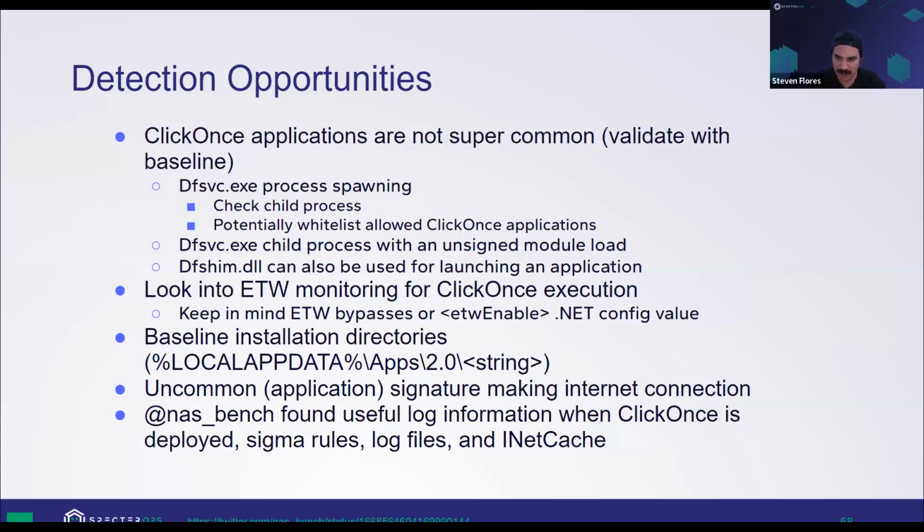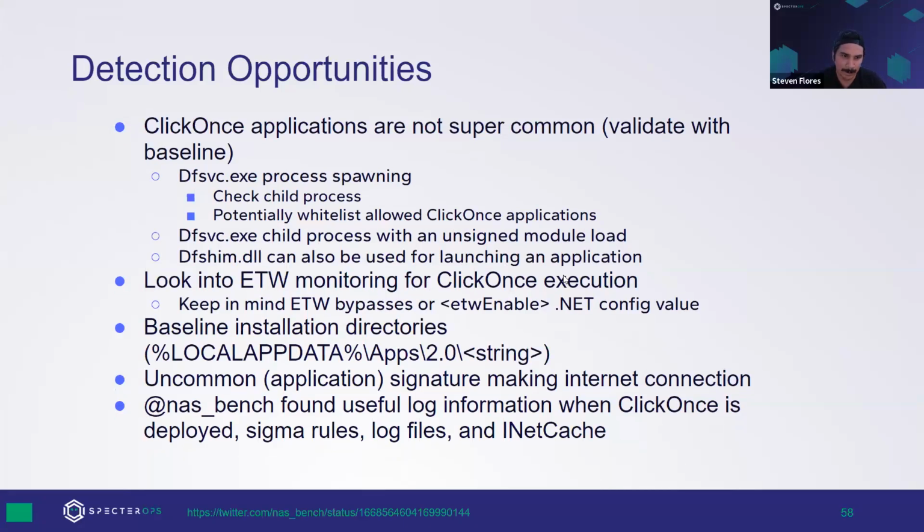So baselining an environment for deployment itself, we want to look for that particular process we mentioned before that handles all of the deployment stuff, df-svc.exe. See if there are any child processes spawning from it that look a little suspicious. We want to potentially whitelist any internally deployed ClickOnce applications. If this is a technology that an organization uses, then we want to make sure that only the ones we dictate are used, and stop everything else from being executed.